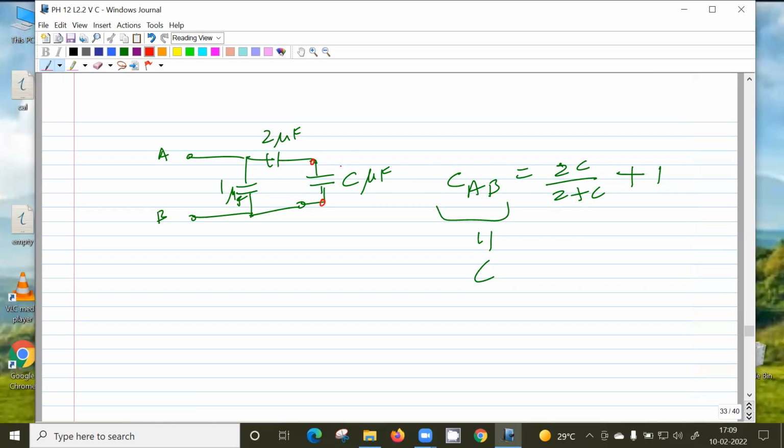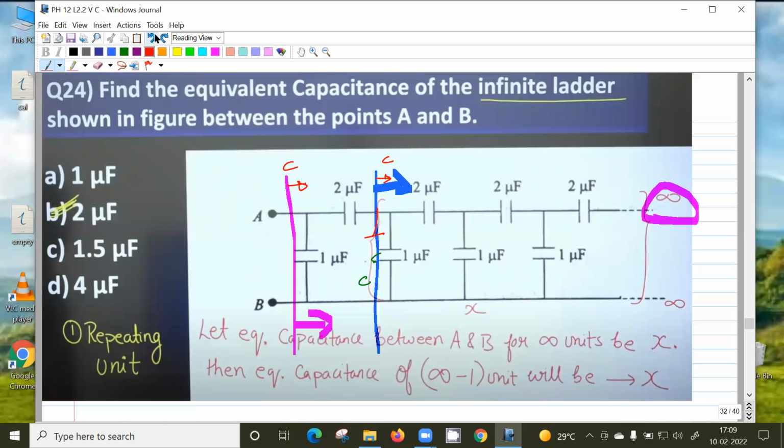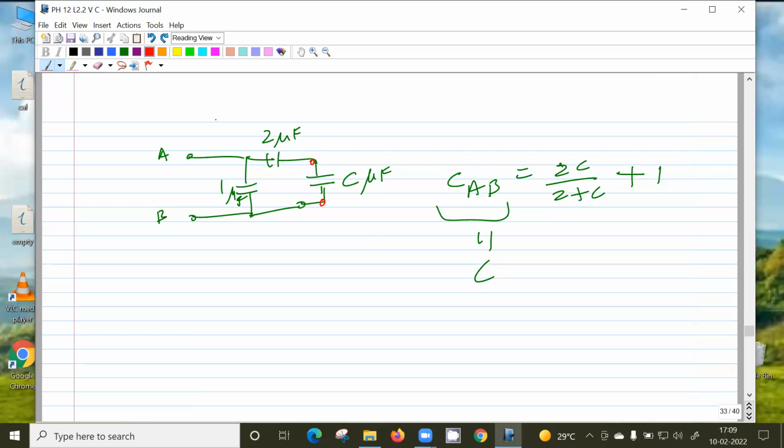No, sir. Then, Parallel means they get added, not 2C only. No. okay, okay. 2 plus 3. Yeah, I made a mistake. Okay, okay. Did you solve it? Get the answer?